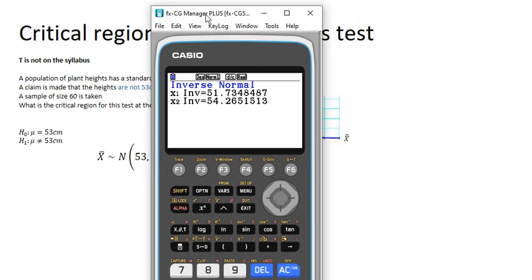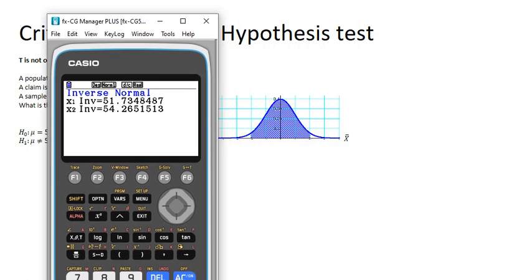And it gives me two numbers that are the two critical values. 51.7 and 54.3, and we can answer all questions like: the critical values are those, the critical region is bigger than 54.3 and or less than 51.7, the acceptance region is 51.7 up to 54.3. That's it. So easy.